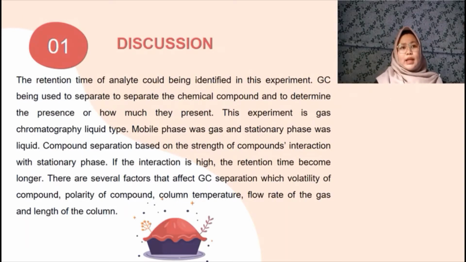First is volatility of compound. Second, polarity of compound. Third, column temperature. Fourth, flow rate of the gas. And number 5 is length of the column.